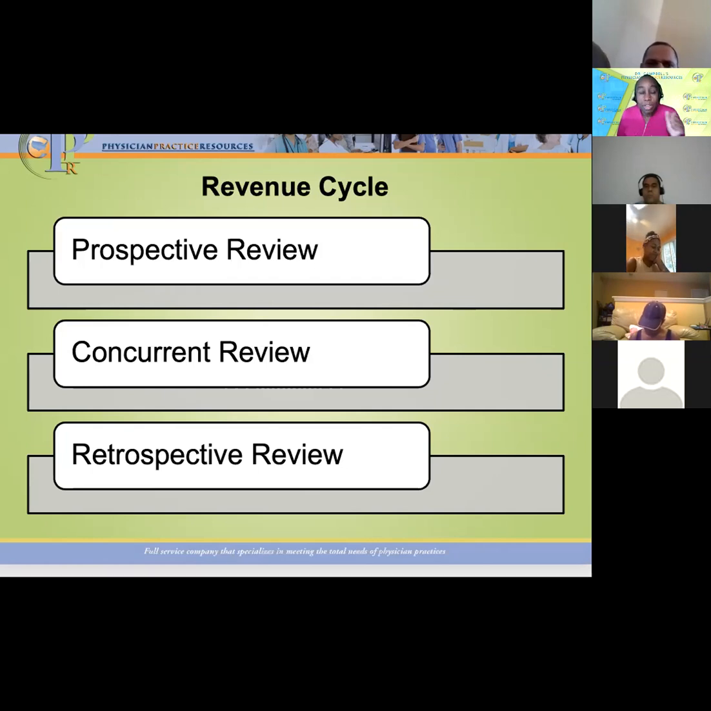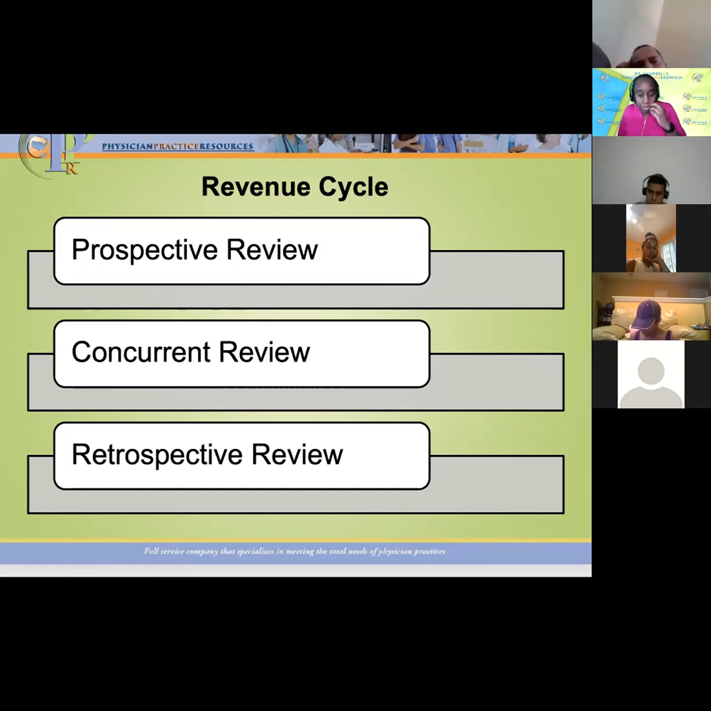So then we talked about concurrent. We talked about prospective. So then what's retrospective? After the fact. Yes, after the fact. So after the services have been rendered, they're looking at, was that really an appropriate hospital stay? Was it an inpatient? Should it have been an outpatient? Should they have been admitted at all?